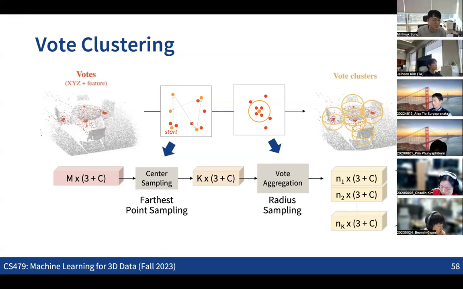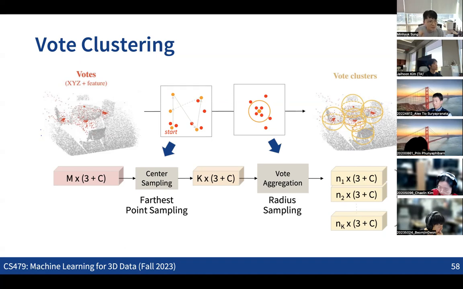So once you have some kind of seed points, using the farthest point sampling idea, we can also aggregate the votes within some kind of a radius. You can see that all the votes are also 3D points in the 3D space. So once you have a subset of the points, we can aggregate the votes that are close to the seed point within some radius. And then we can aggregate all the information.